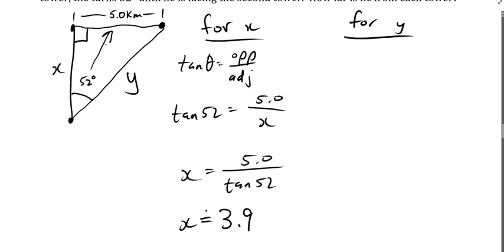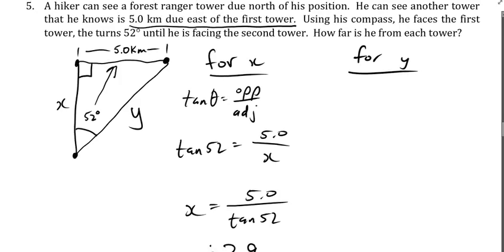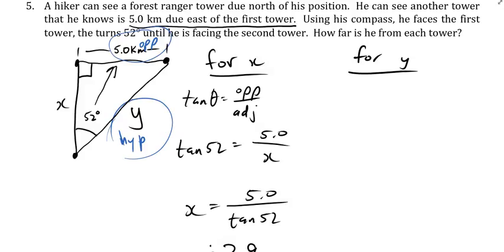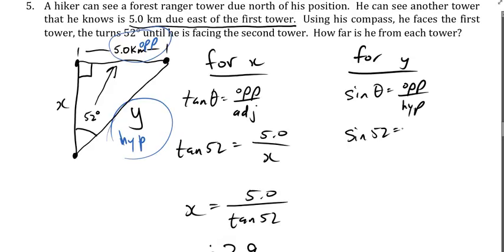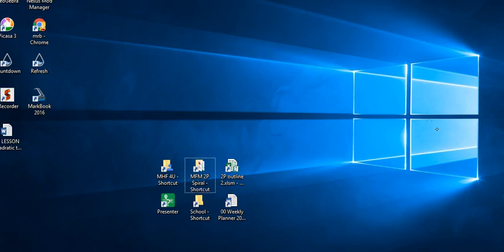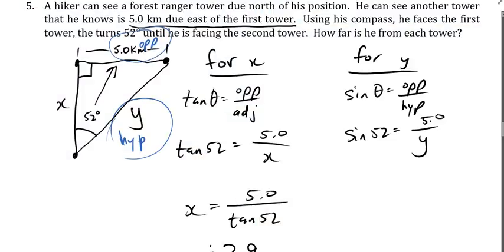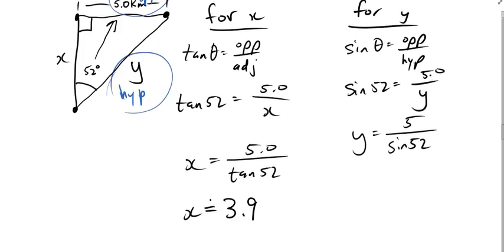And Y is, again, opposite and hypotenuse this time. So I'm looking for hypotenuse, and I know the opposite, and I've got an angle. So opposite and hypotenuse, well, that's sine. So sine theta is opposite over hypotenuse. Sine of 52 is opposite, which is 5.0 over hypotenuse, which is Y. And same kind of question where they trade places. So Y equals 5 divided by sine 52. They look very similar, right?